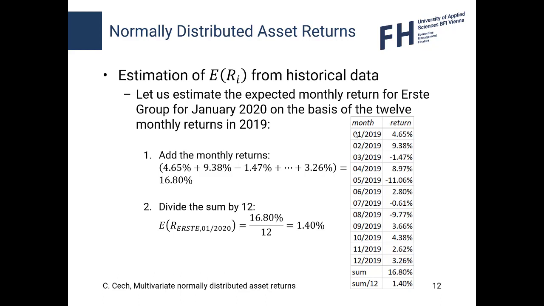So what you can see here is I have 12 monthly return observations. They are both positive and negative. You sum them up. The result is 16.8%, and then divide by 12, which gives us an average return of 1.4% for monthly returns, and this then would be our estimate for the expected return for Erste Group.